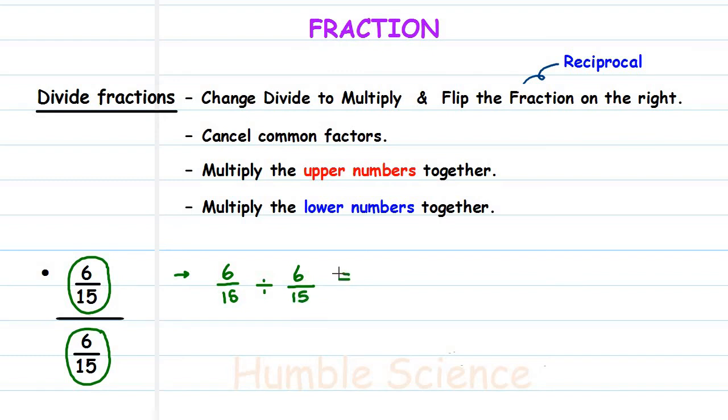So this is the same as 6 over 15 divided by 6 over 15, and that can be converted to 6 over 15 multiply 15 over 6. And now we can cancel out the common factors. The upper number 6 and the lower number 6 can be cancelled out. The lower number 15 and the upper number 15 can also be cancelled out. So when we multiply the things, the result is going to be 1 as expected.